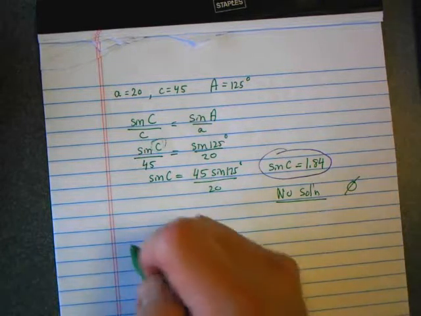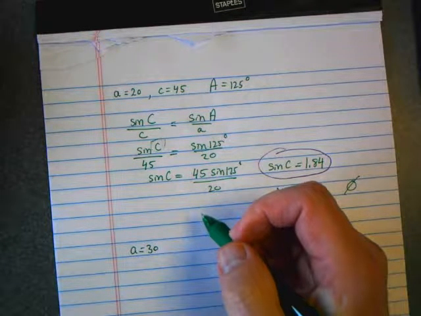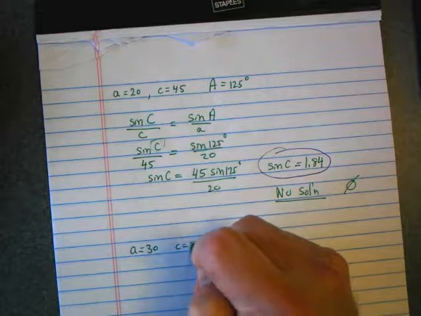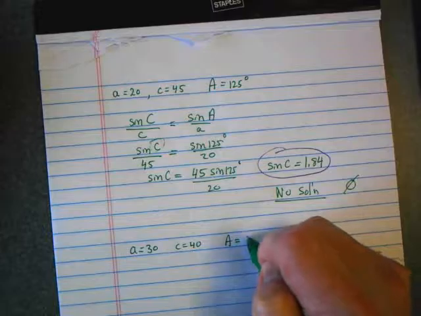How about this one? a is 30, c is 40, and angle A is 37 degrees.